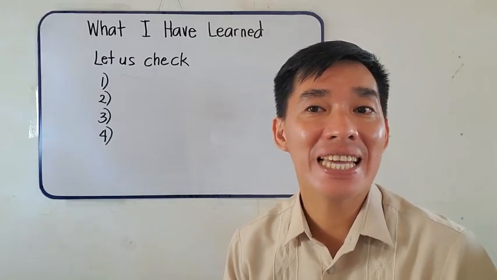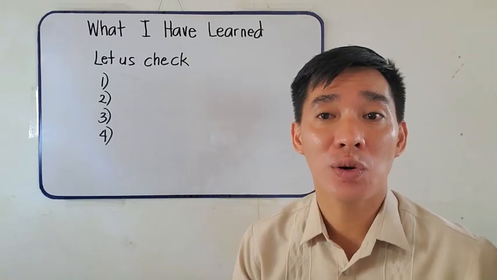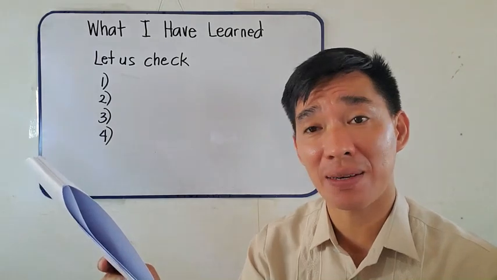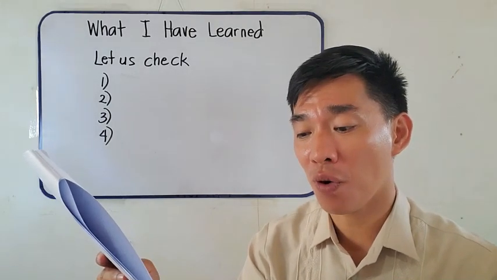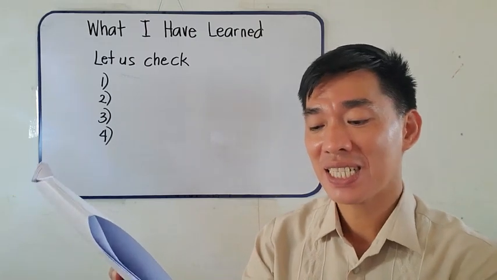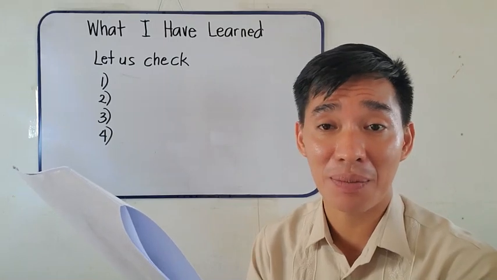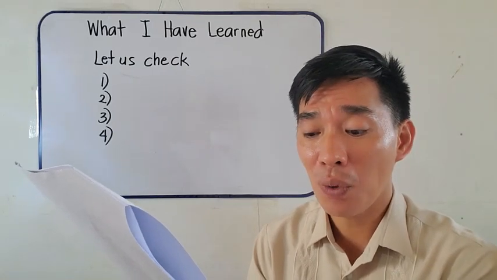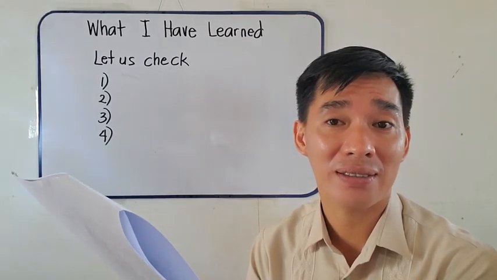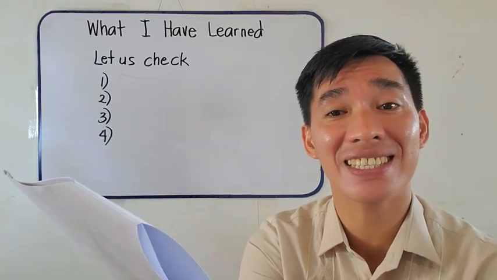Let us proceed this time to check what I have learned. In your module, page number 5, you still have 4 items to answer. So with this, we will answer it together. This time, you are asked to answer number 1, number 2, and number 3. Item number 1 says, what is the smallest number divisible by 2? What do you think? That's correct. The smallest number divisible by 2 is 2.